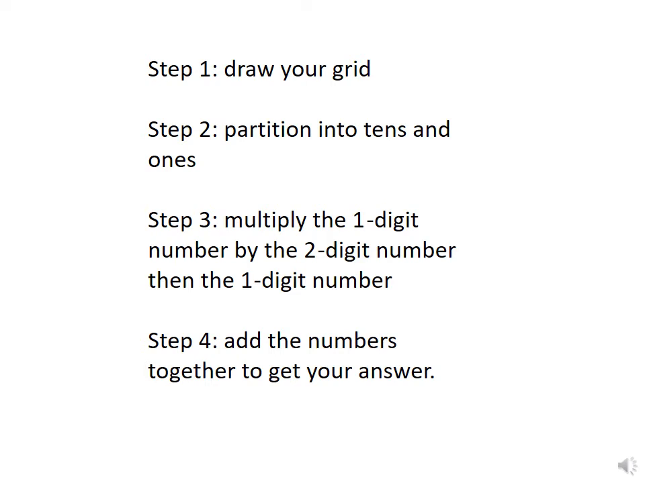Right, so these are the 4 steps that I want you to remember when you are doing your sheet today. You must draw your grid. If you're printing the worksheet, some of the grids are already drawn for you. If you're not printing it off, then obviously you will need to draw your grid. You then need to partition your 2-digit number into 10s and 1s. Once you've done that, you multiply your 1-digit number by the 2-digit number's tens, and then you multiply the 1-digit number by the 1-digit number. The final step is then adding them together.